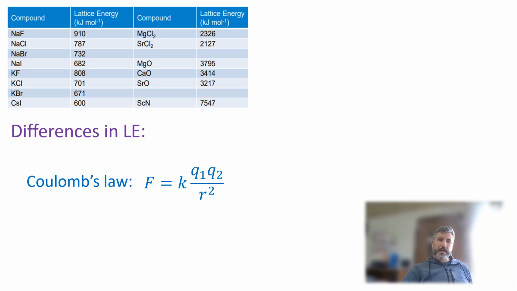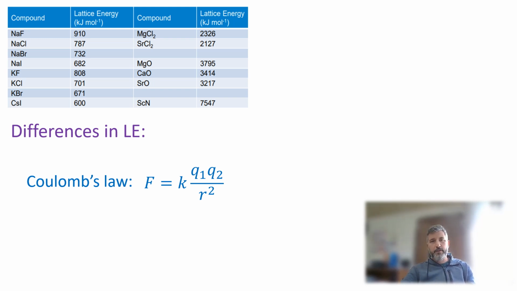And then on the bottom we have r squared. That just means radius, so it's kind of like the distance between the particles. And the reason it's squared is because radius plays a pretty big part. As you pull two magnets apart, they don't just gradually go down in attraction, they go down exponentially. And so radius really, really matters.